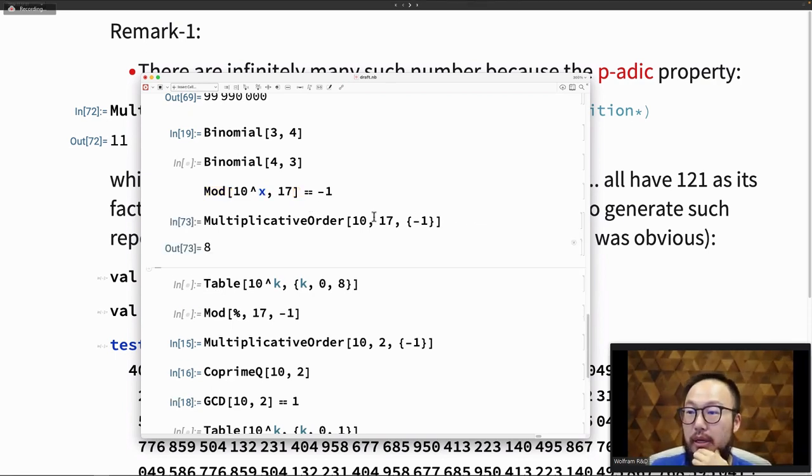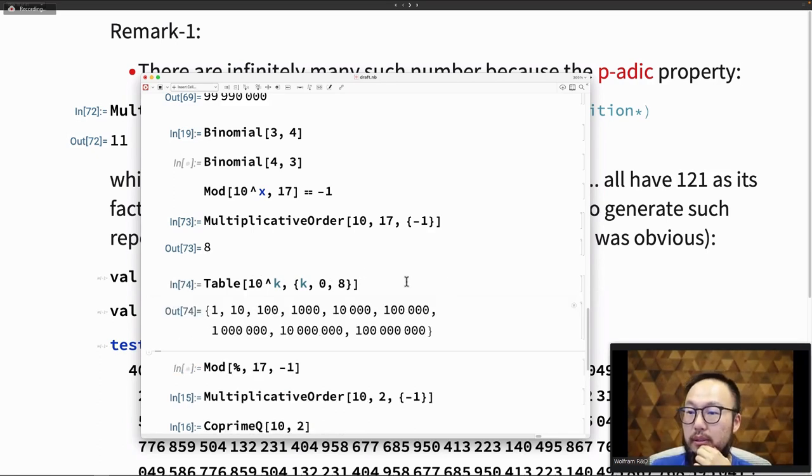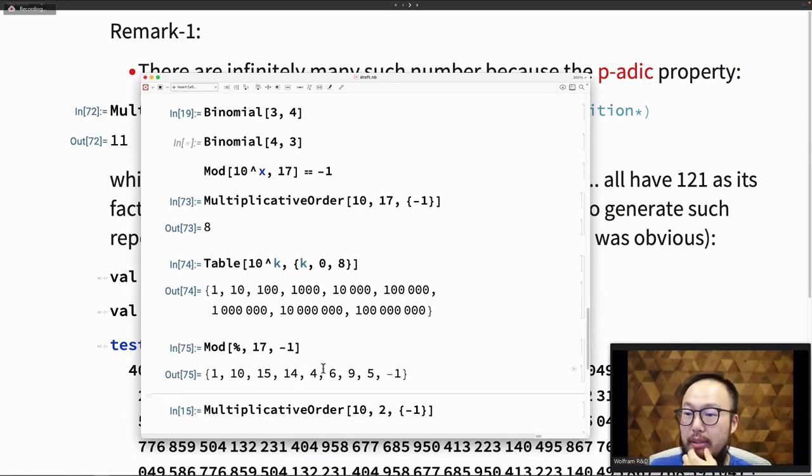So let's take a look at it. This is like 8. Where 8 comes from is you do that. Okay, you take 10 to the power of 0, to the power 1, and to the power 8. And eventually you will have this guy. So why is this 8? Because minus 1 occurs at the 8th position of the list.